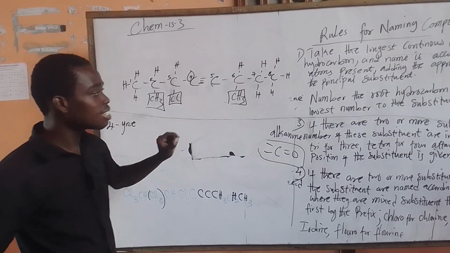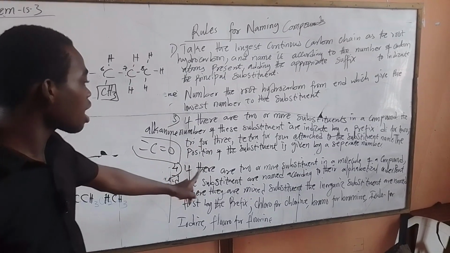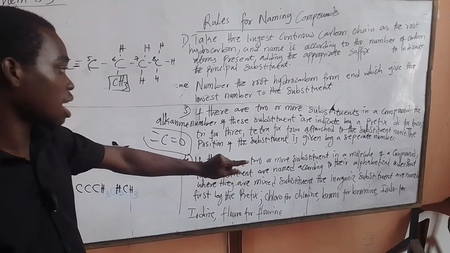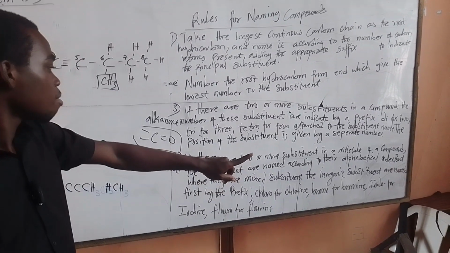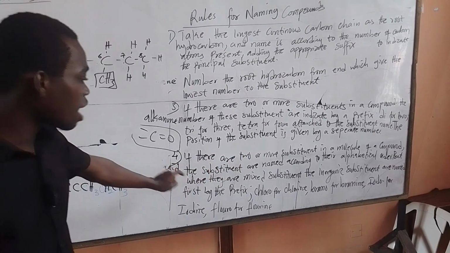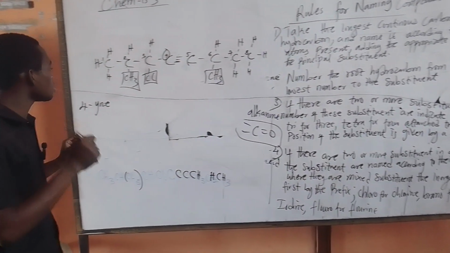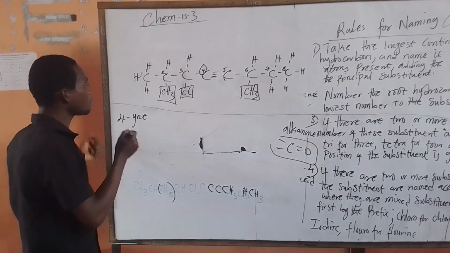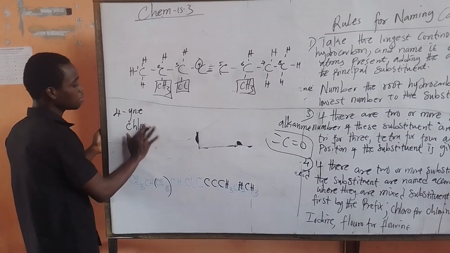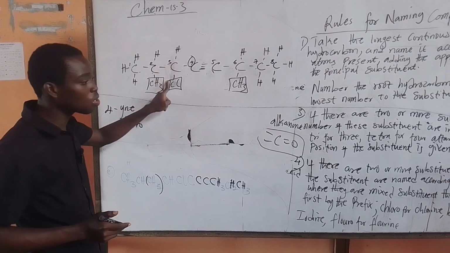Chlorine. And I said if there are 2 or more substituents in a molecule, the substituents are named according to their alphabetical order. But where they are mixed substituents, the inorganic substituents are named first. By the prefix, we have chloro for chlorine. So I'll use the prefix chloro. But look up, the chlorine is at the third carbon.